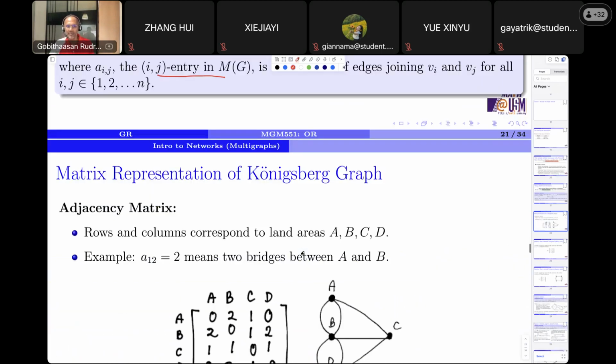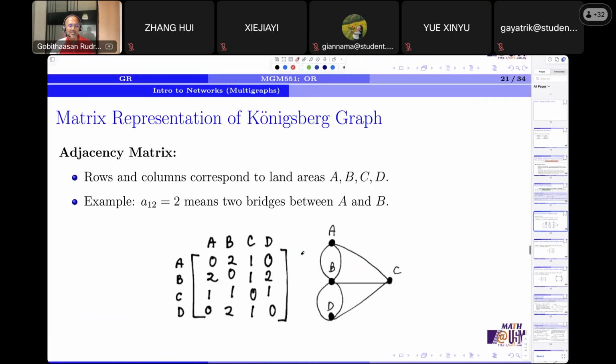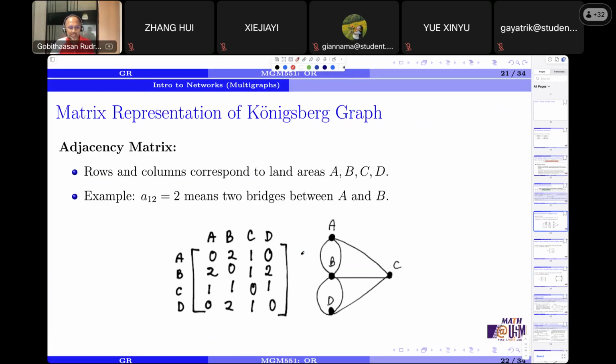Yeah, previous example again, I take the Königsberg problem, right? So we have A, B, C, and D. So basically the row and column. So this is the row for A, basically. And then of course, this is a column for A, right?